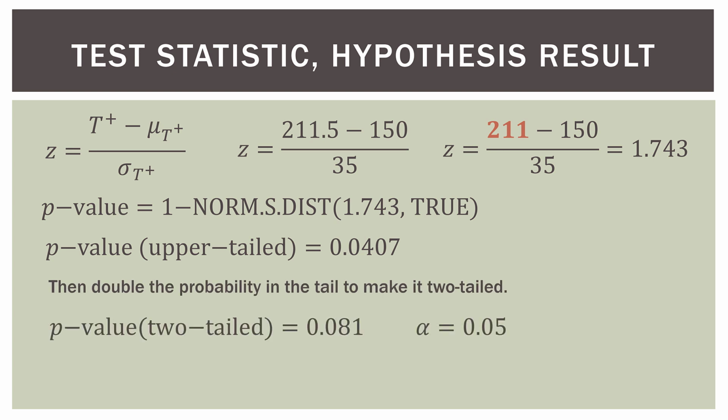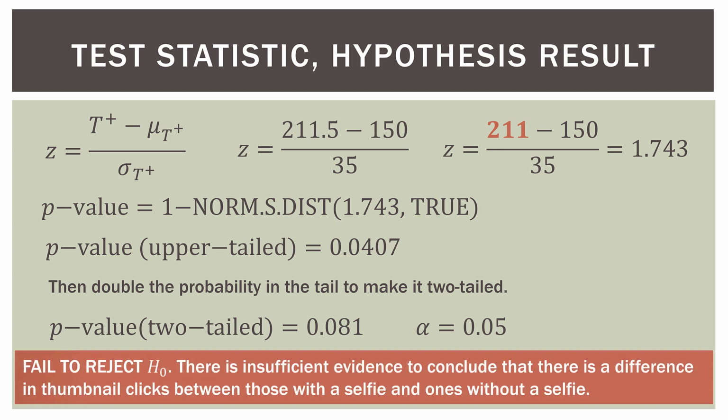Now we have to double that because we're doing a two-tailed test. So the two-tailed p-value is 0.081. Our alpha level we chose was 0.05. So our p-value is above 0.05, and we failed to reject the null hypothesis. So there's insufficient evidence to conclude that there is a difference in thumbnail clicks between those with a selfie and ones without a selfie. And now Chloe has the results of her A/B test.